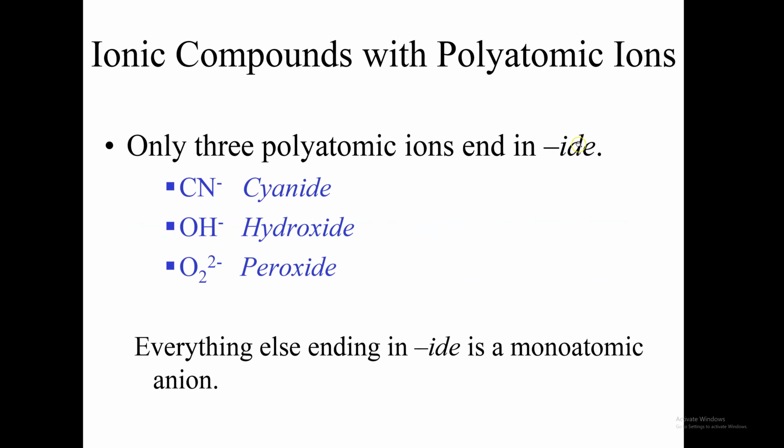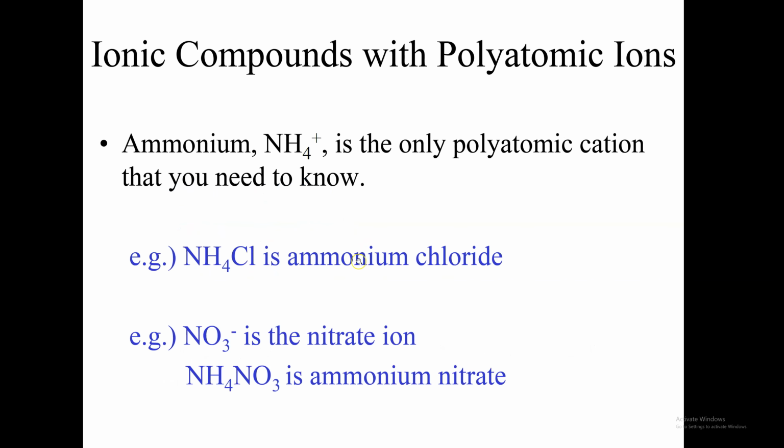Now, only 3 of them have IDE, and that's cyanide, hydroxide, and peroxide. So if you see these right here, even though it may look like they're binary, they're considered to be polyatomics, even though they have the IDE. So those are the exceptions to the rule. Everything else is considered to be a monatomic anion if it does have the IDE ending.